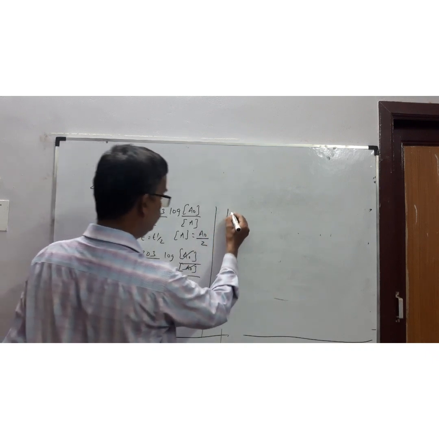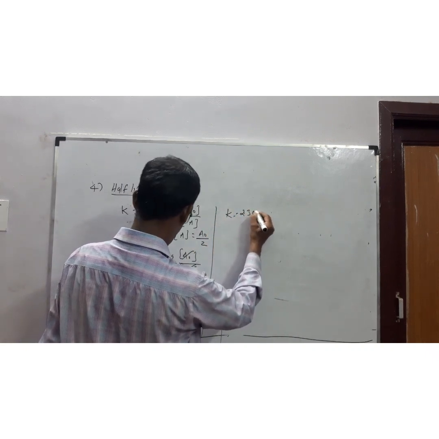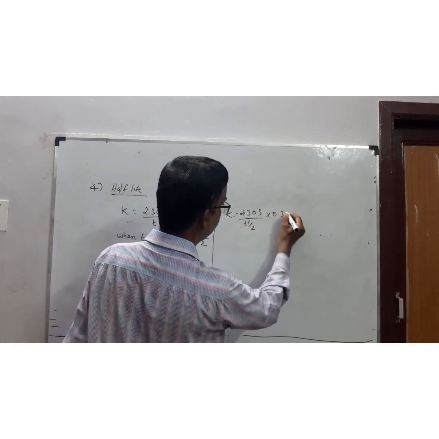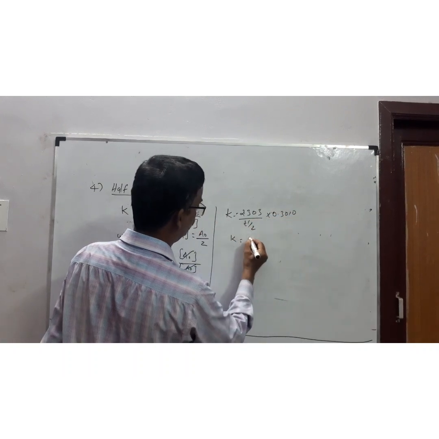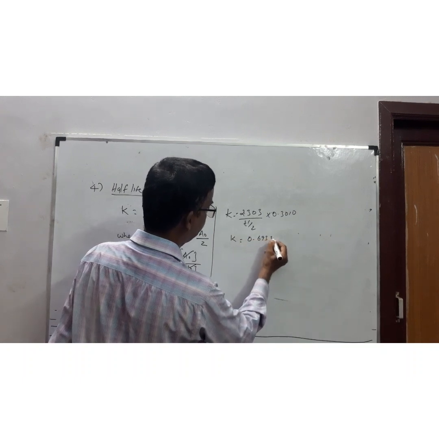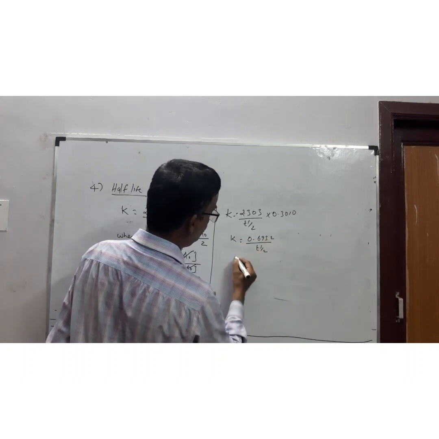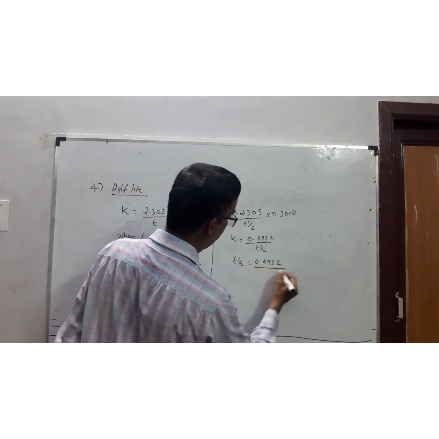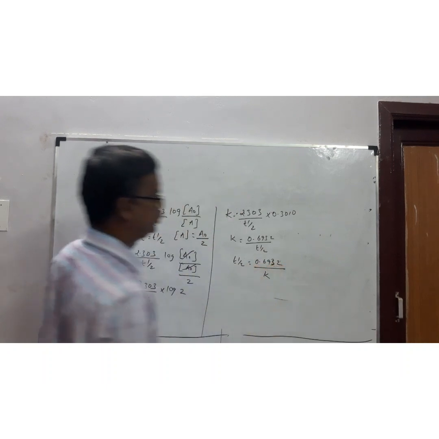Log 2 value is 0.3010. So k equal to 0.6932 by t half, so t half equal to 0.6932 by k. So that is the answer to the question.